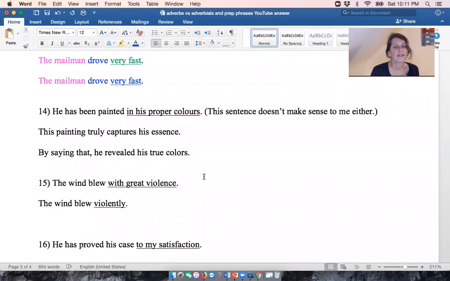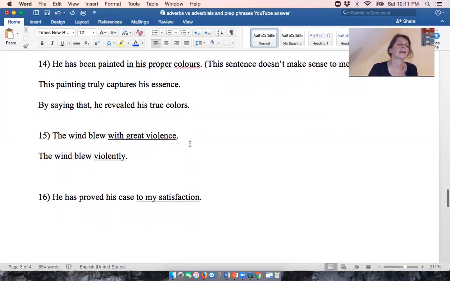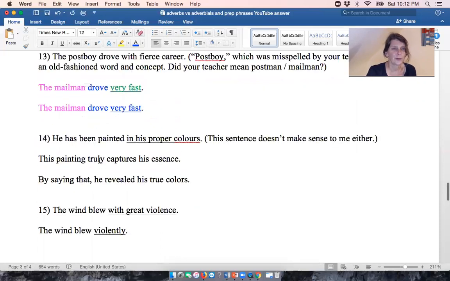"The wind blew with great violence" is also a classy sentence. "The wind blew violently" is a better sentence. "With great violence," again, it's a prep phrase. We have the same business here. Violently can be considered an adverbial, or an adverbial modifier of the verb to blow. So here we could say it's an adverbial of manner, and here we can say it's an adverbial modifier. Of course, it's one of manner, but again, we could do the same color parsing spiel we did up here.